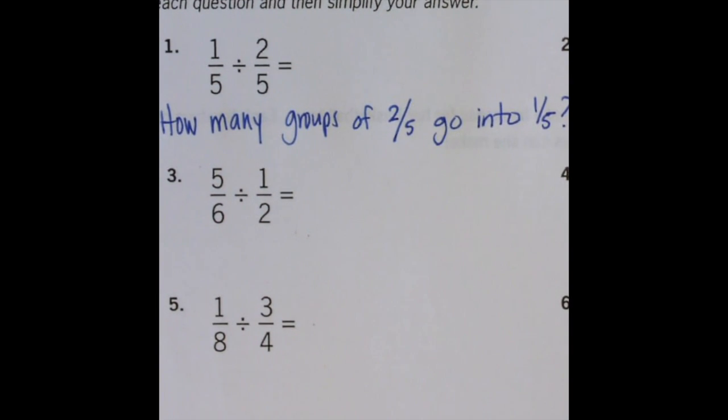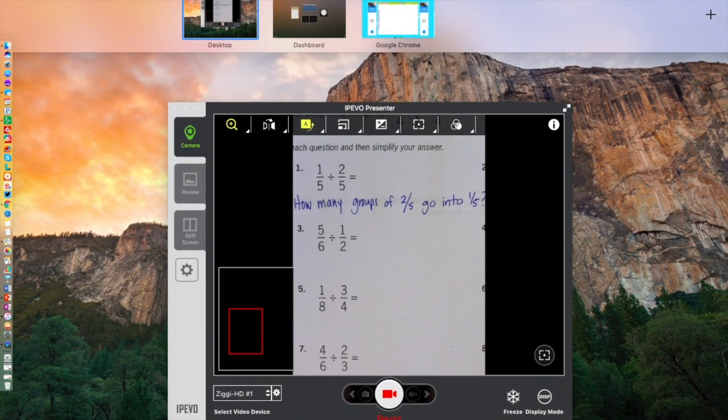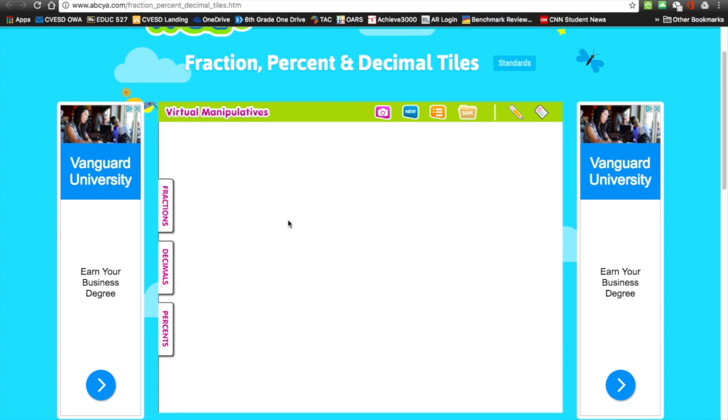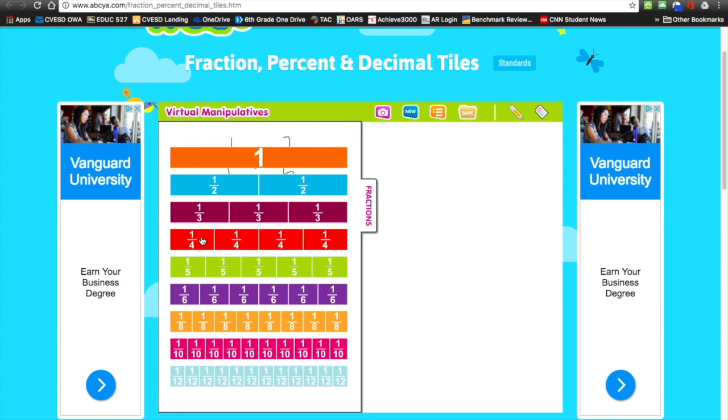From there, you're going to do the following. Use the virtual manipulatives. The question is asking, how many groups of 2/5 can go into 1/5? You have 1/5 divided by 2/5. How many groups of 2/5 go into 1/5? I'm going to go to the fraction and look for the 1/5 right here. And it's asking for how many groups of 2/5. How many do I need of these?